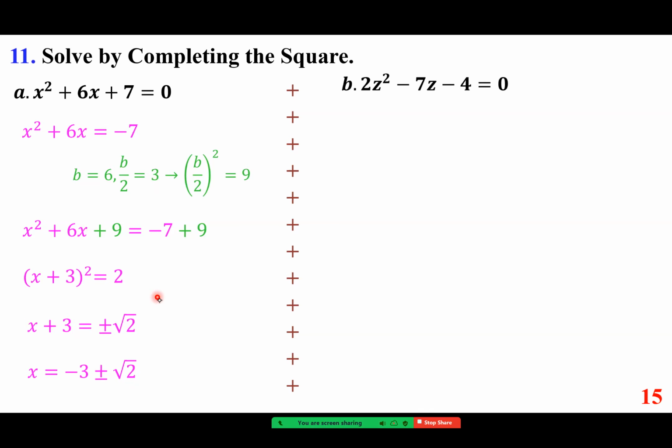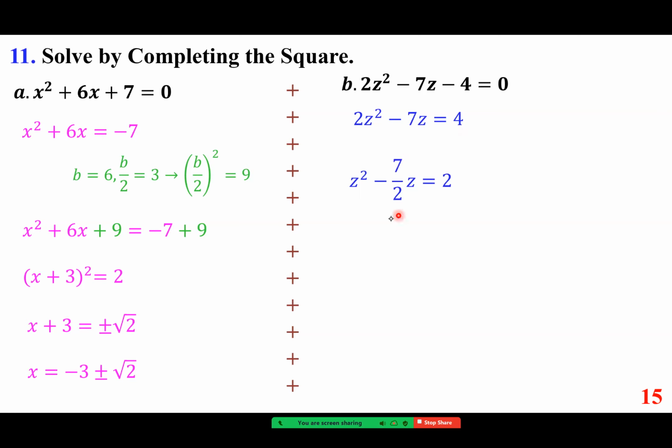Now, to do this, there are two things we need to do. We are going to move the negative 4, and we're going to divide everything by 2. When we divide everything by 2, this becomes z squared, this is minus 7/2, and this becomes 2. Now it's ready to be taken care of.